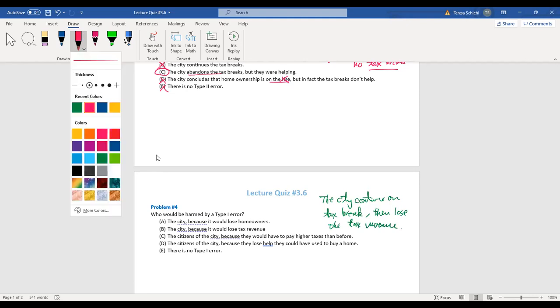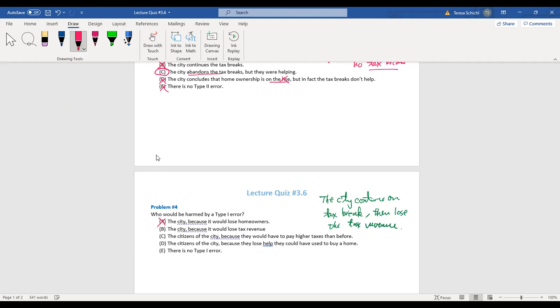Let's say the city. Okay, city is right. So let's say it will lose the homeowner. No, that's not what it means. So we know the impact is on the city. Oh, this one is right because it would lose the tax revenues here, right? Because they continue to give the tax break. Because you give the tax break, the city cannot take the tax revenue. So this will be this one.